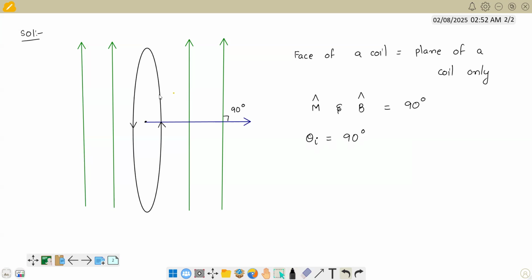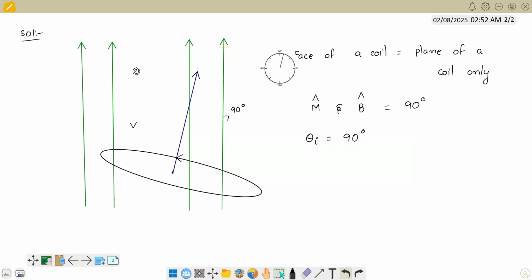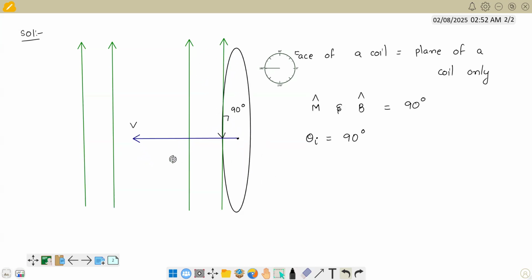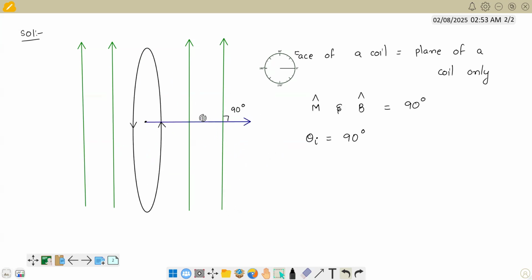Now, we have rotated this by 180 degrees. When we rotate it by 180 degrees, the final angle between both of them is again 90 degrees. There is no change. That means if theta initial is 90 degrees, theta final is also 90 degrees.